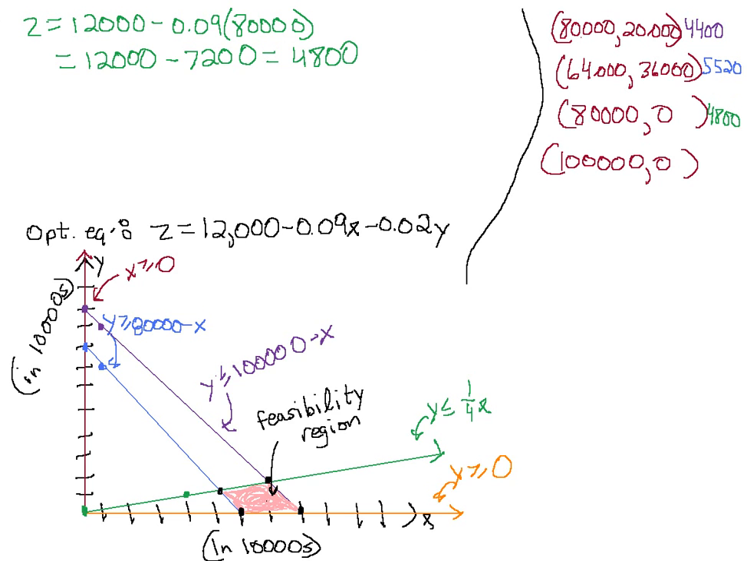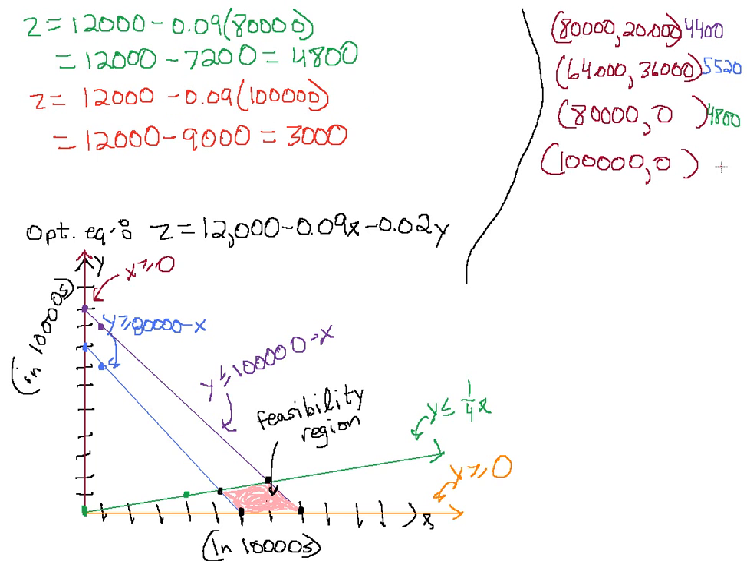And we have one more to do. We have 100,000 and 0, so let's go ahead and plug that in. We have 12,000 minus 0.09 times 100,000. I have a feeling this is going to be less than the previous one. We have a value of y equals 0, so that term's going to cancel just like above. So we have 12,000 minus 0.09 times 100,000. 9% of 100,000 is just 9,000, which gives us 3,000. That's actually the lowest return of all 4 investment strategies.